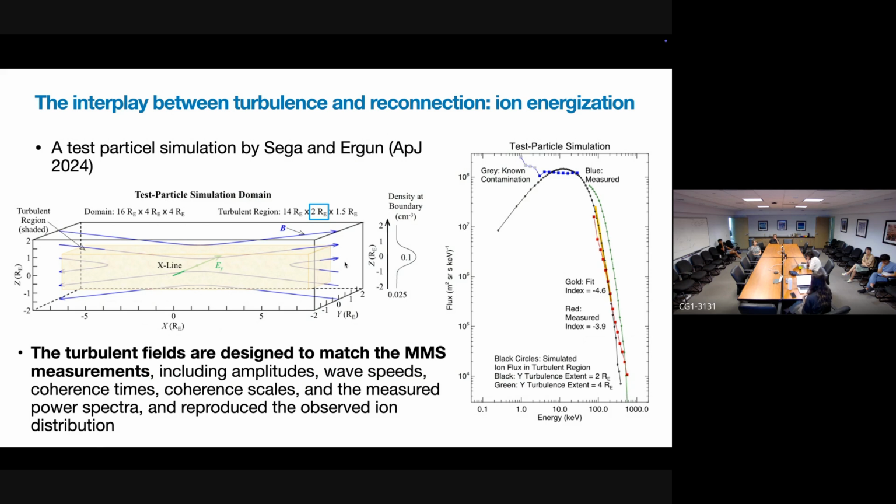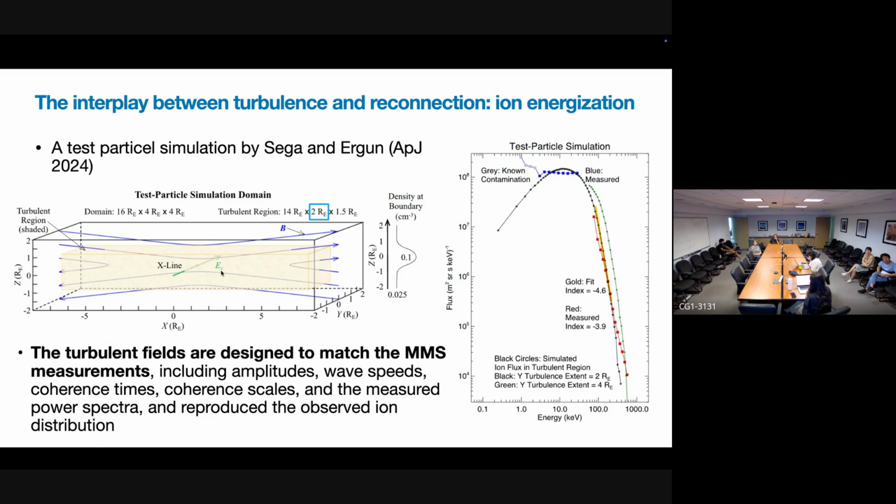Because if you have periodic boundaries, you have particles reflecting back from the boundaries, right? And that can give you some artificial energization, in my opinion. So very importantly, 3D and open boundary. And we just added the magnetic field to look like reconnection.